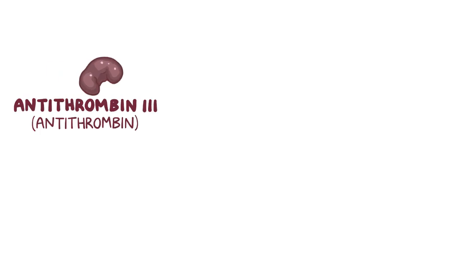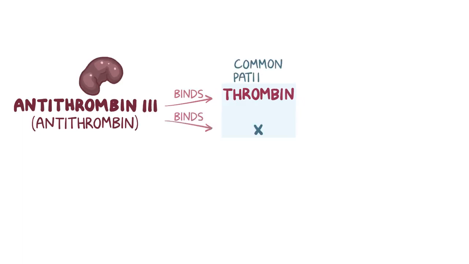Since thrombin is so crucial to coagulation, it makes sense that it serves as the main target of antithrombin 3, which is one of the body's anticoagulation proteins. Now, antithrombin 3, sometimes just called antithrombin, is a protein made by the liver and released into the blood, where it binds both thrombin and factor 10 in the common pathway.